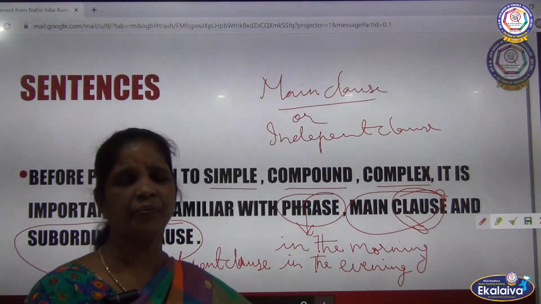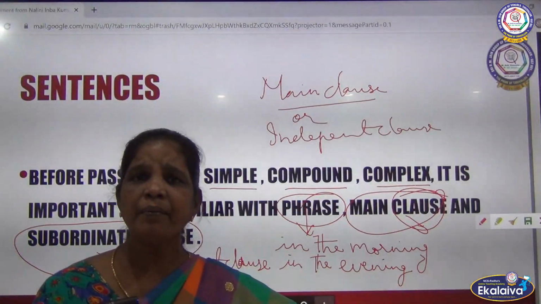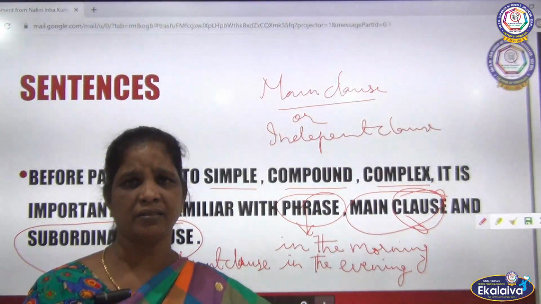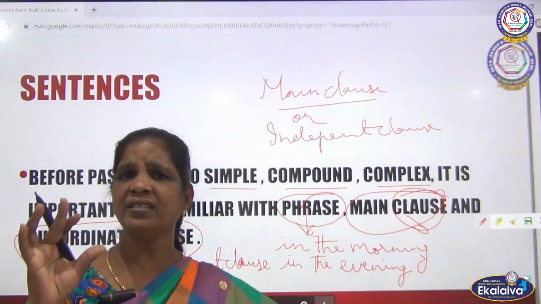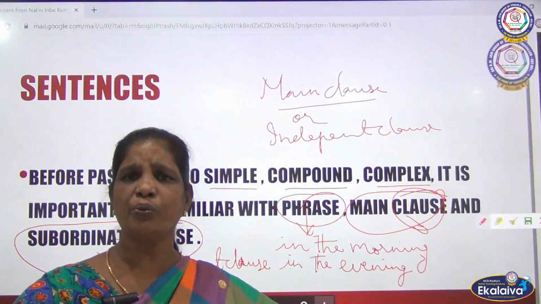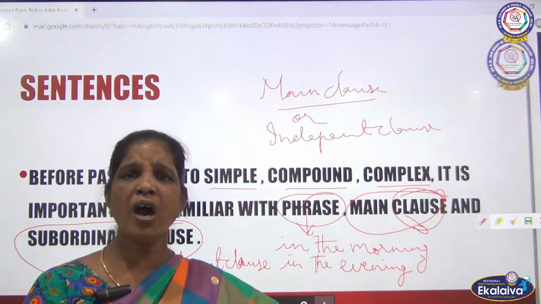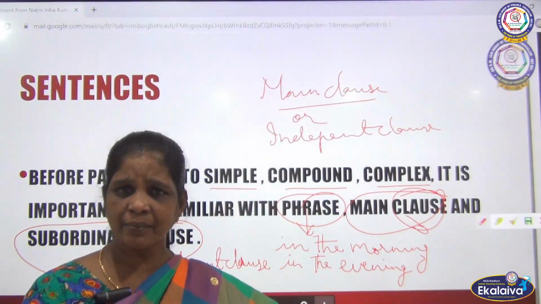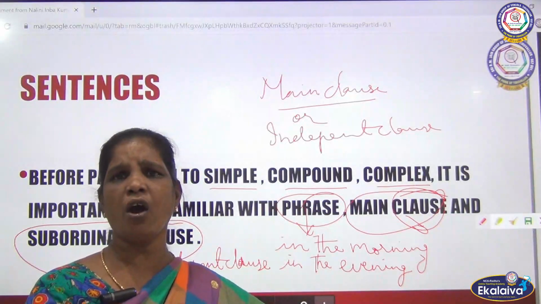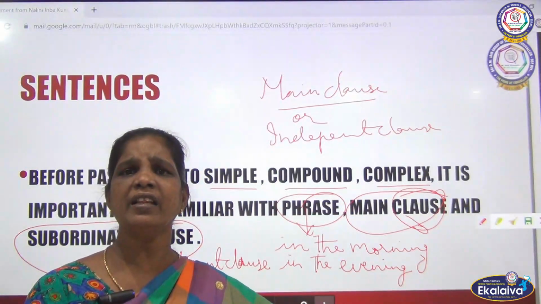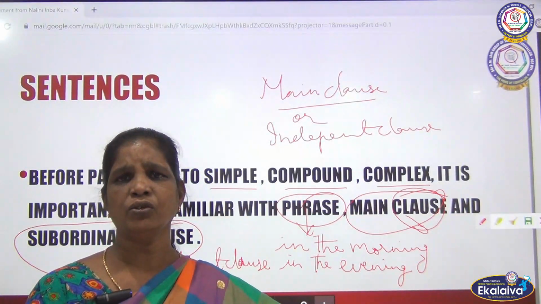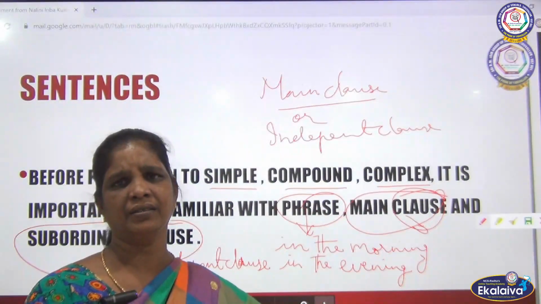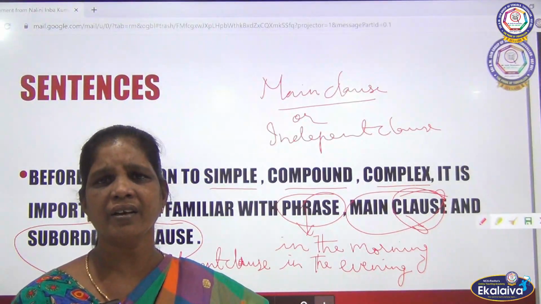For example, as I am having fever, I couldn't attend the class. So I couldn't attend the class is the independent clause, it stands on itself. As I am having fever, since I am having fever, because I am having fever, it is depending on the sentence, I have not attended the class. So here this is the subordinate clause and that is the main clause. It is very clear, children?